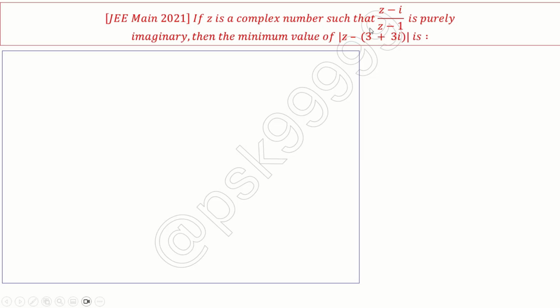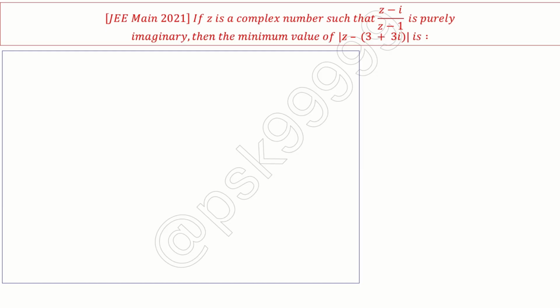If z is a complex number such that (z minus i) divided by (z minus 1) is purely imaginary, which means the real part is 0, then the minimum value of absolute z minus 3 plus 3i is how much? Okay, so this is a very common problem coming in JEE Mains always actually. Most of the times you are getting one or two questions from each session. So do this very carefully.